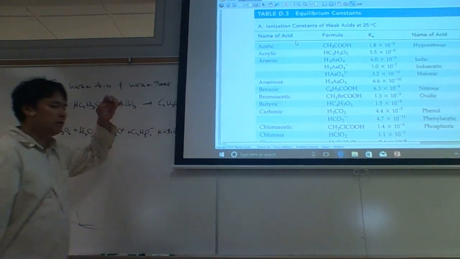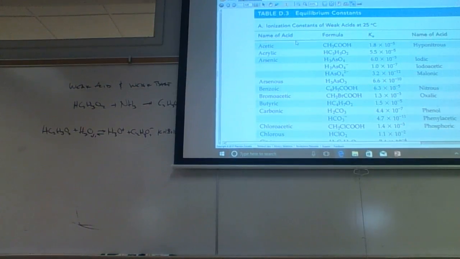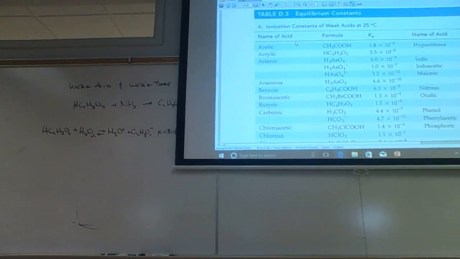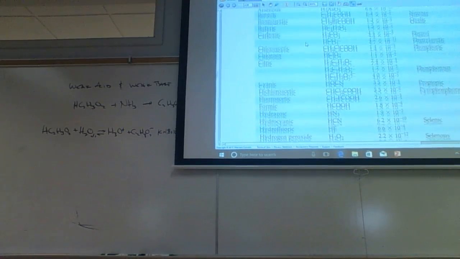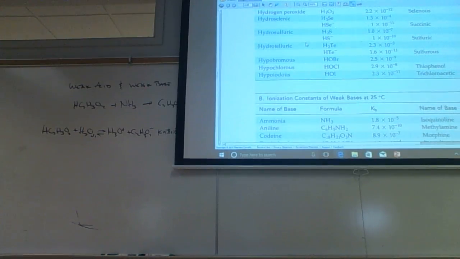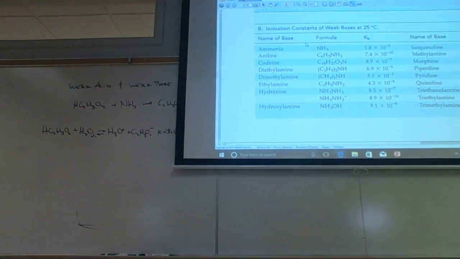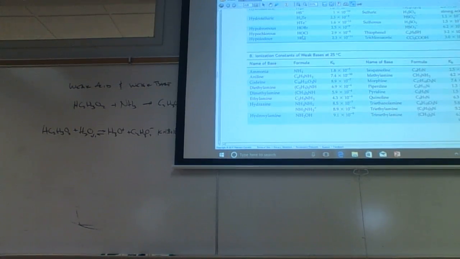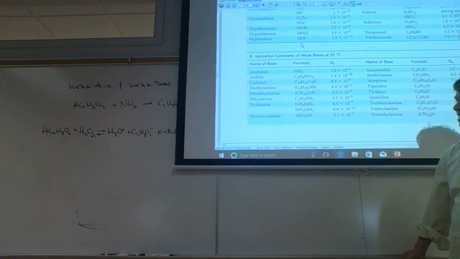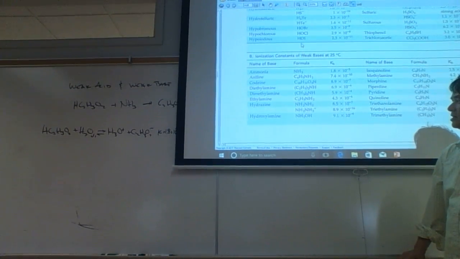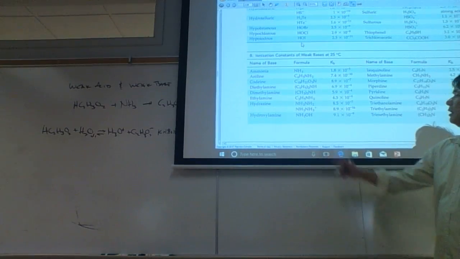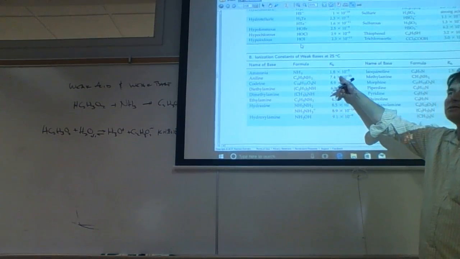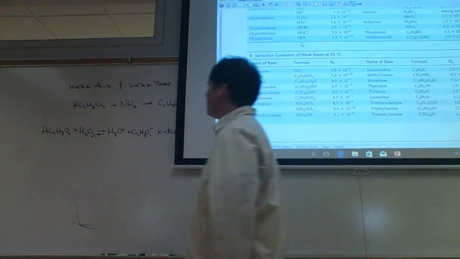And then I need the Kb for ammonia. But normally I'd have to calculate the Kb from the Ka for its conjugate acid. But have you looked at this table? I actually have a table of Kb's here. But when I look at the table of Kb's, something's strange about all these bases. I have ammonia here. That's good because that's the Kb I want.